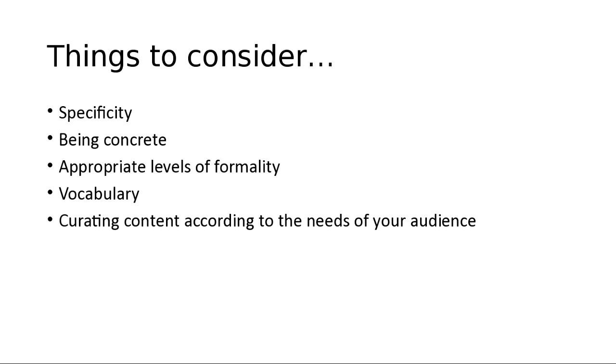Another thing to think about is appropriate levels of formality. So, when you're writing an academic essay, you're always going to be writing towards an academic audience, right? But in professional writing and even in social writing, you might want to craft things a little bit differently depending on who you're writing towards. Another thing in terms of writing towards your audience, you want to think about what vocabulary you're using, and you also want to think about curating your content according to the needs of your audience.